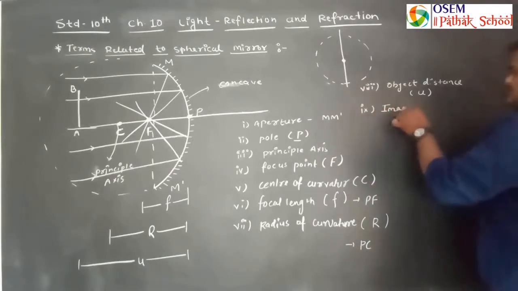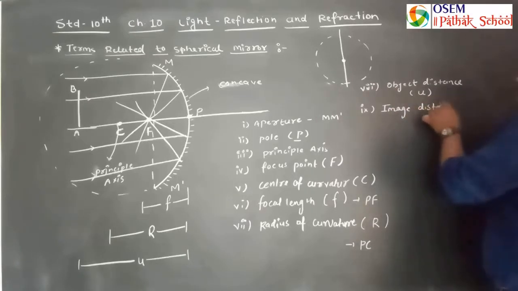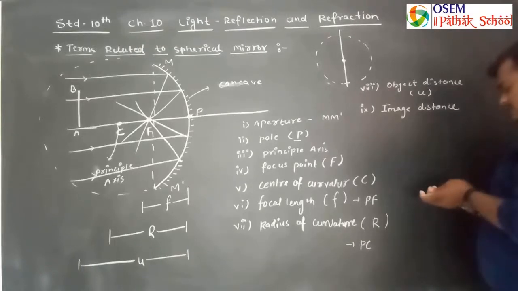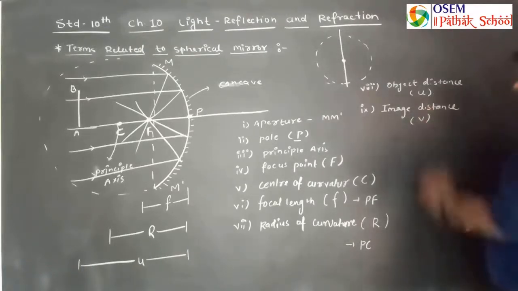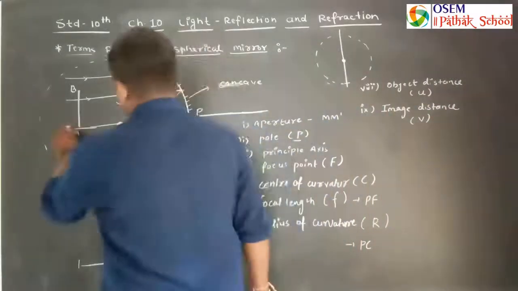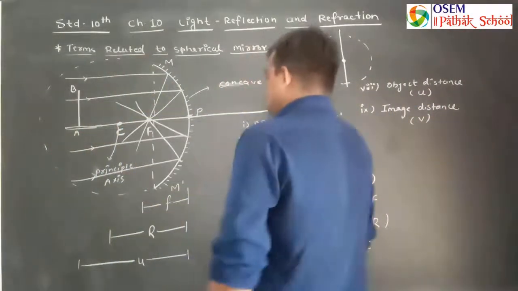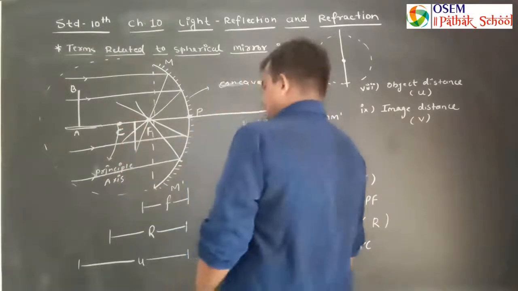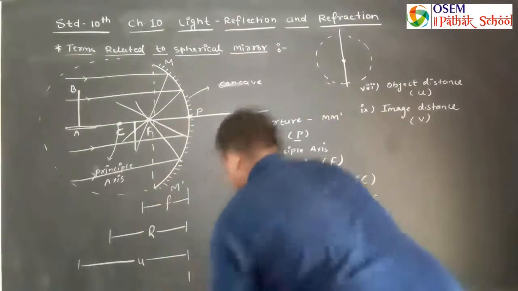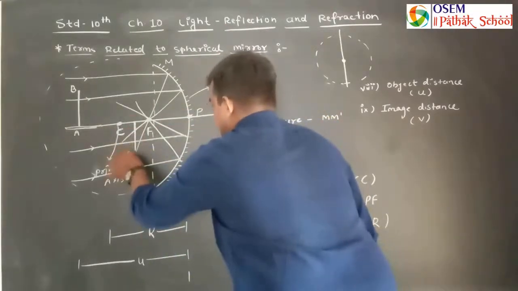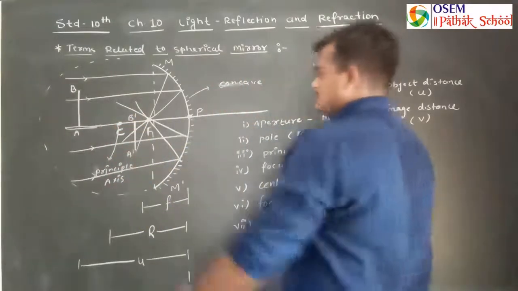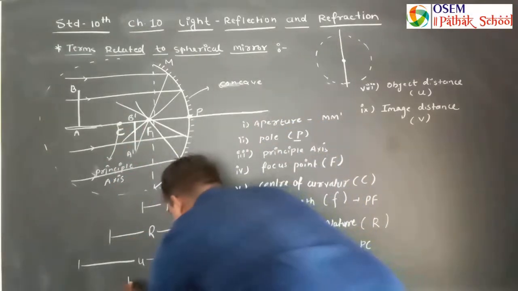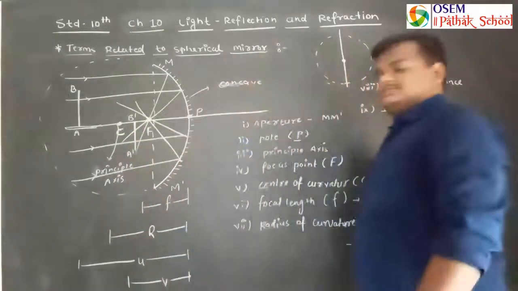Ninth definition is image distance. What is image distance? Image distance is denoted by the small v. Suppose this object is placed in front of the concave mirror and suppose I obtain the image here. The image is our A dash B dash. The distance between the pole and this image is known as the image distance.